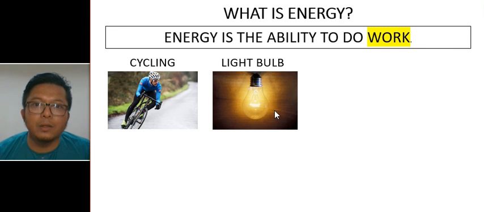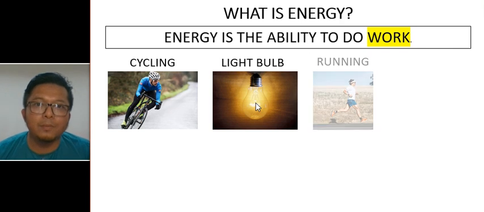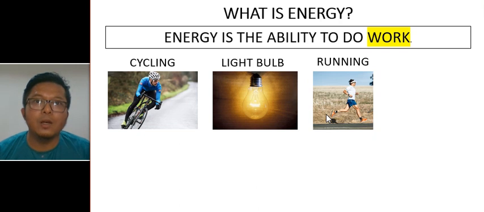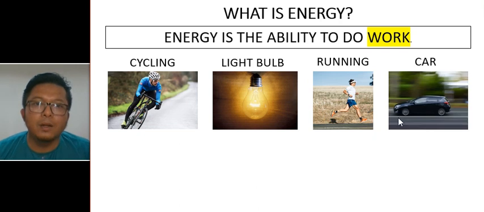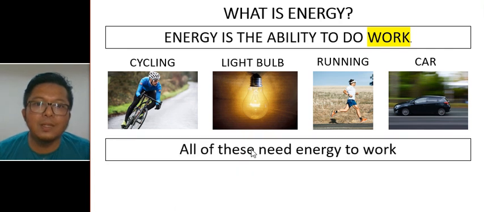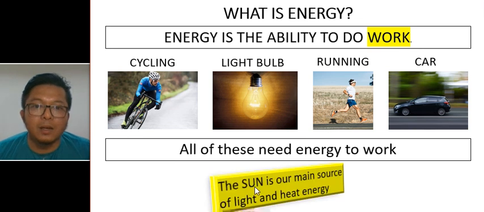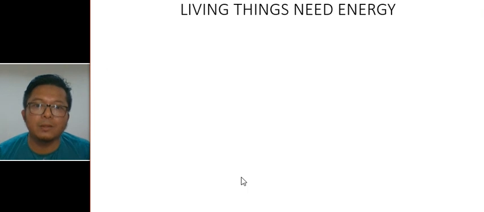A light bulb uses energy to light up. Running uses energy for you to run. And a moving car, you need energy for it so it can move. All these need energy to work. The sun is our main source of light and heat energy. Now remember, the sun has lots of energy, and we really need the sun.